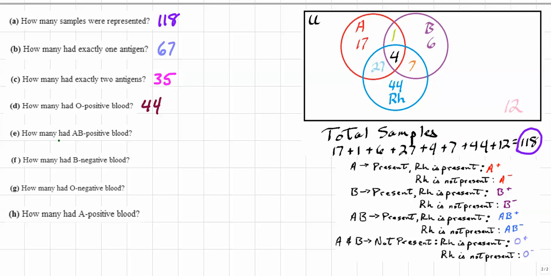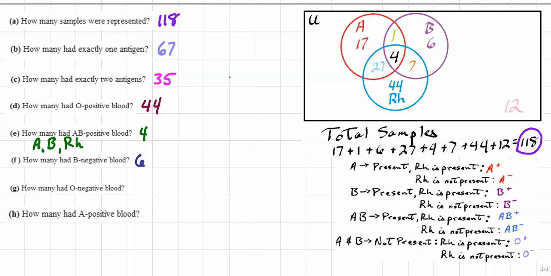The next question, how many had AB positive blood? Remember that I said previously that meant that they would have the A antigen, the B antigen, and the RH antigen present, and that would be this center intersection, or 4 samples. Then how many had B negative blood? That means that they had the B antigen, did not have the A antigen, did not have the RH antigen, so that would be this value right here, and that would be 6 samples.